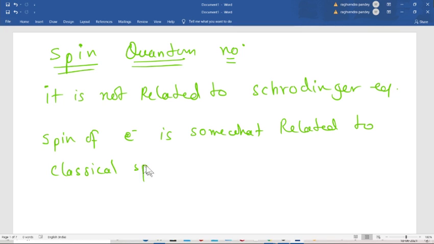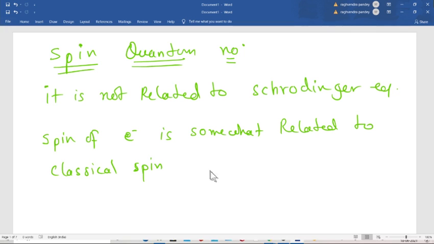Classical spin means spin in Newtonian mechanics. There are classical mechanics and quantum mechanics. In classical mechanics, what we see around us is classical mechanics. So that is your classical spin. Classical means the normal spin, whatever is the normal spin. Okay.